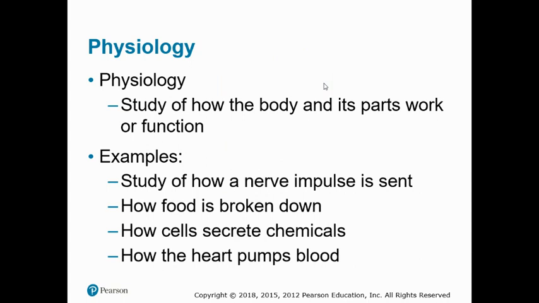The second part of anatomy and physiology is the physiology part. This is the study of how the body and its parts work to perform a function. So how does the heart function and pump blood to the rest of our body so that we have nutrients and oxygen? Other examples of physiology are how a nerve impulse is sent in order for you to react to things, how your food is broken down, and how you secrete different chemicals in order to have different reactions.